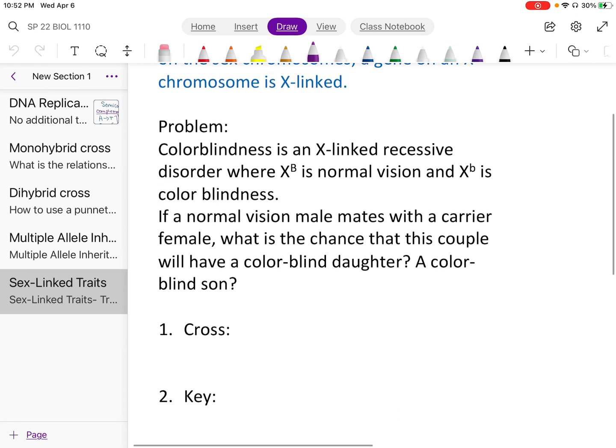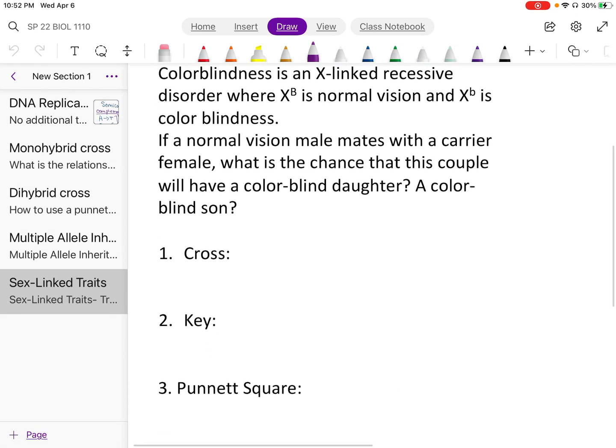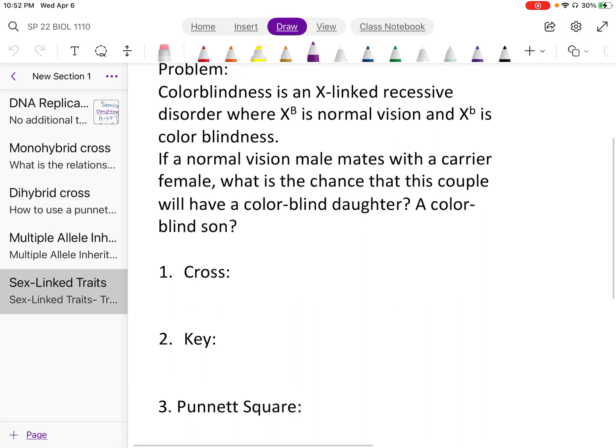As we did before with the Punnett square, we started with the cross, then wrote out our key, and then ended up with the Punnett square, where we are able to see the genotypic and phenotypic ratios. So we're going to do the same thing. Here it says if a normal vision male mates with a carrier female, what is that chance?